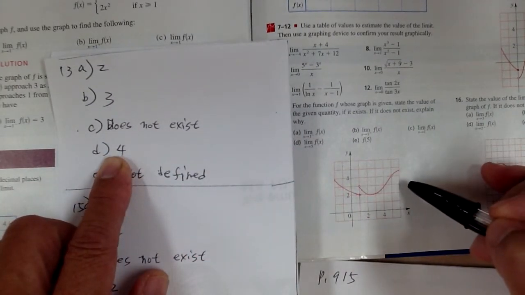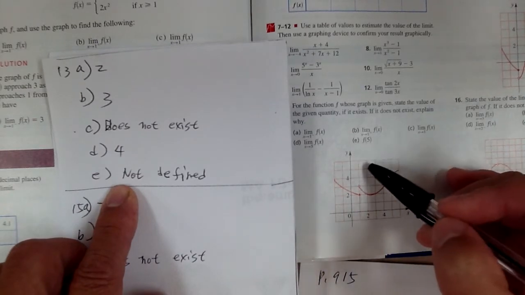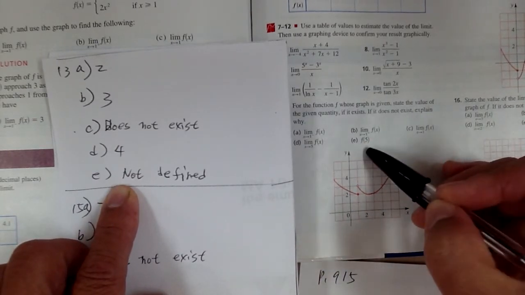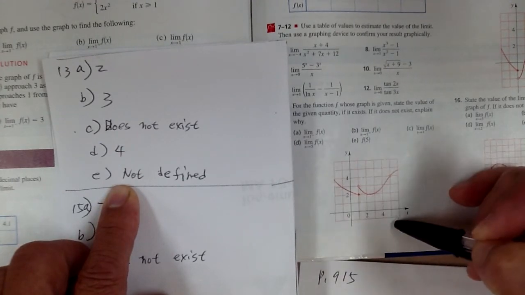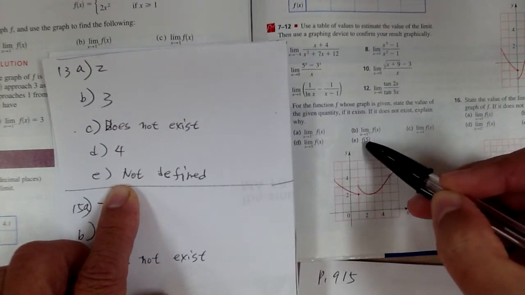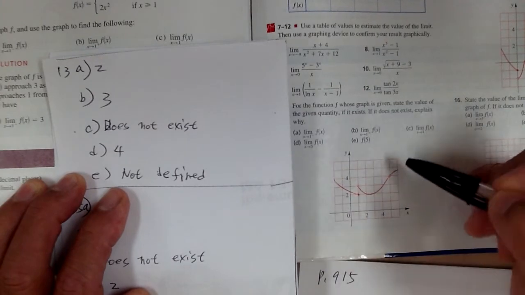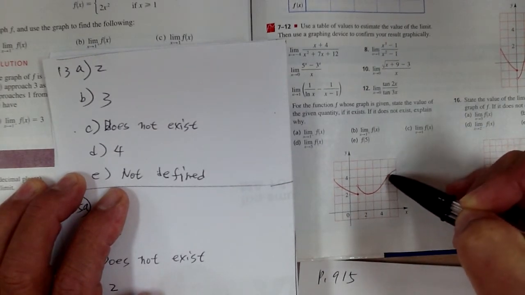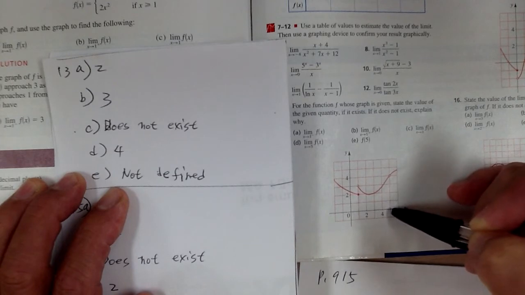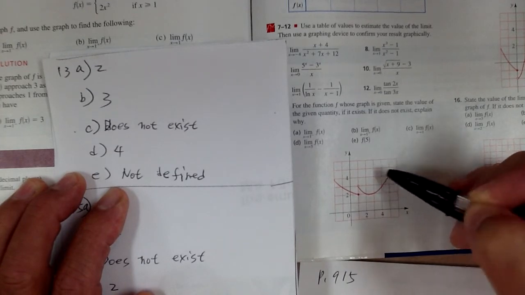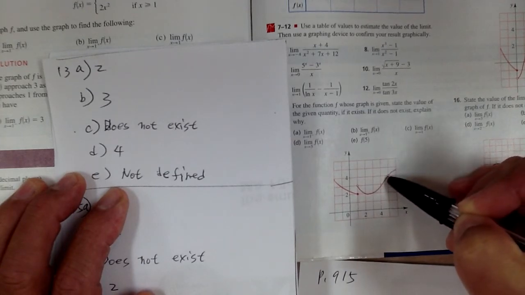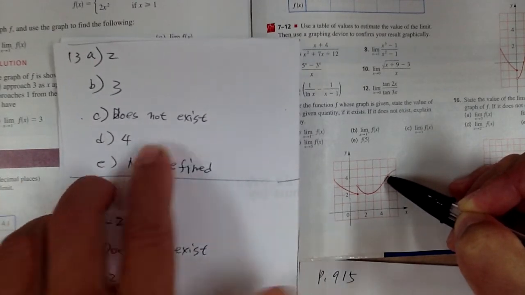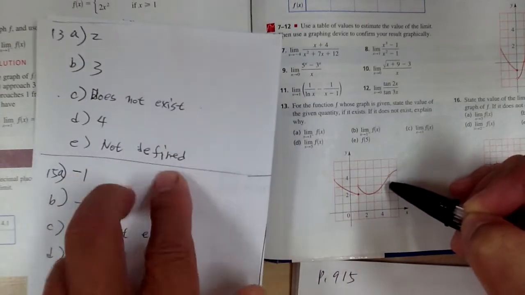Now you go to E. The E is the function at 5. So when it's not a limit, when it's just a function, it means you want to find out what the value is over there, right? So when x equals 5, the f of 5, that's an empty dot, so nothing over there, so it's not defined. Okay, so that's number 13.